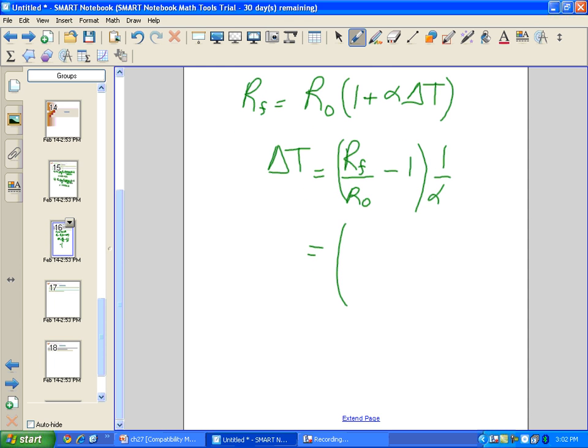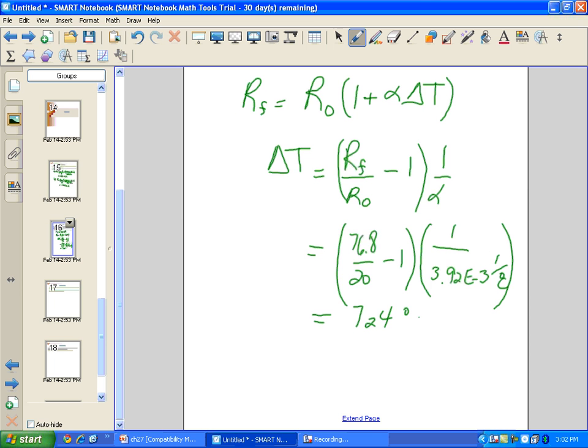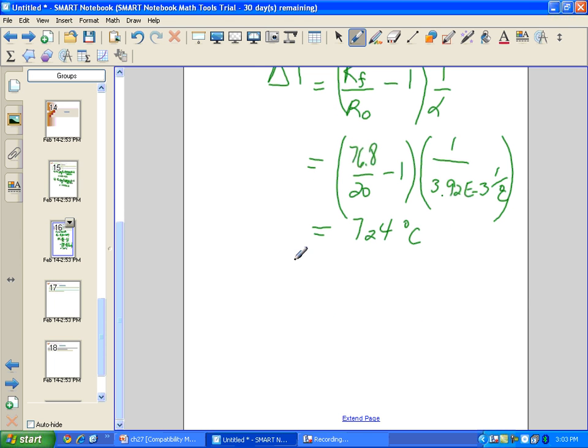And we come over here, substitute our numbers: 76.8 divided by 20, minus 1, times 1 over 3.92 e to the minus 3 per degree Celsius. And we get a value of delta T of 724 degrees Celsius. But of course, we were asked to determine T final, and so T final minus 20 equals 724, so it must be that T final is 744 degrees Celsius.